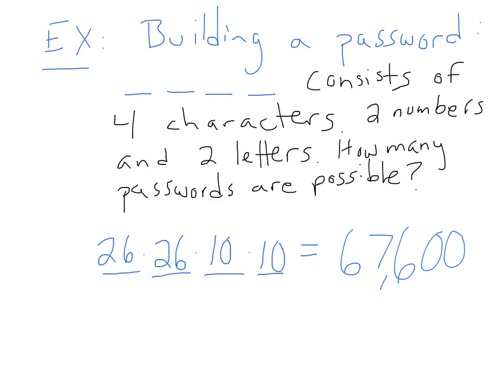Now, if this question was changed a little and we asked for 2 letters, but you can't repeat a letter, the expression would become 26, because you can choose from any of the letters, but the next number is 25, because you cannot choose the letter that you chose in the first position. Then you would go 10 times 10 because you can repeat a number. If you couldn't repeat a number, you would have to change this 10 to a 9, because you couldn't have the first option that you chose.